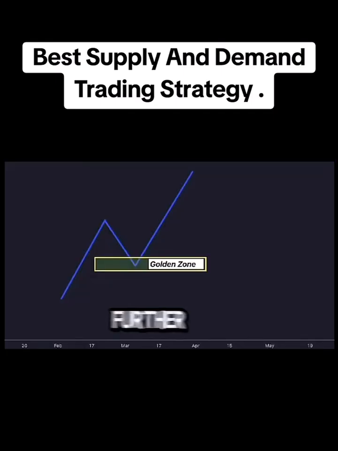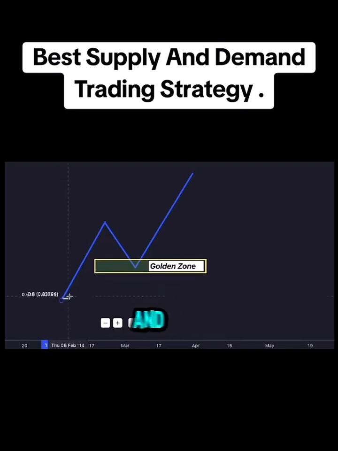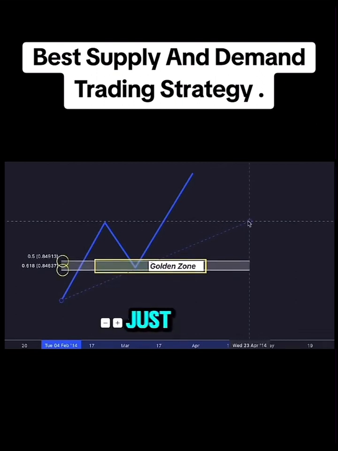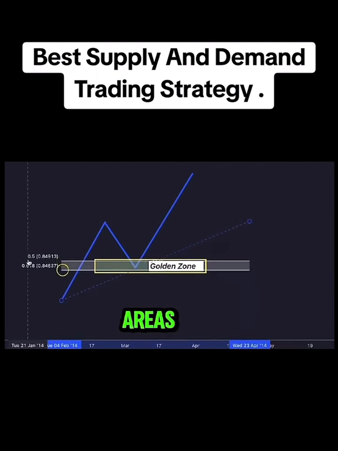Now, let's take it a step further with an advanced strategy. One of the most powerful techniques you can add to your trading arsenal is identifying what are known as golden zones. These zones are areas on the chart that align with the 50% and 61.8% Fibonacci retracement levels. Why are these zones so special? They're not just random levels on a chart. They represent areas where banks and large financial institutions are most likely to buy and sell.